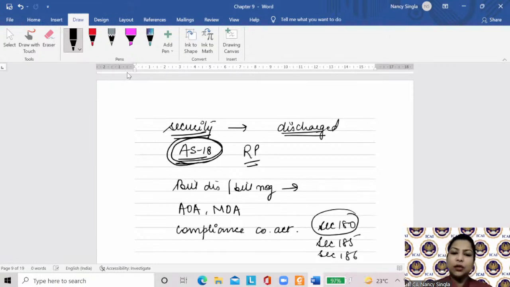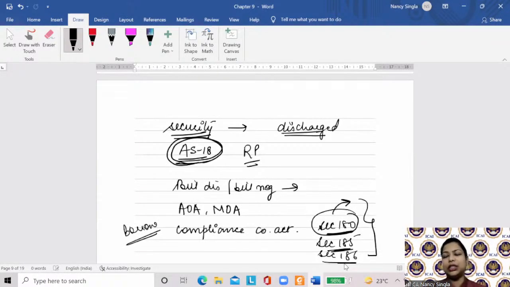So section 180 is with respect to restrictions on the powers of the board of directors. That is, let's say, if there is a sale of one of the undertakings, then a special resolution by the shareholders is also required. So this is section 180. Then section 185 is loan to directors. Section 186 is loans or investment by the companies. So it simply says, in respect of the borrowings that have been done, the auditor needs to see the compliance with the provisions of sections 180, 185, 186.